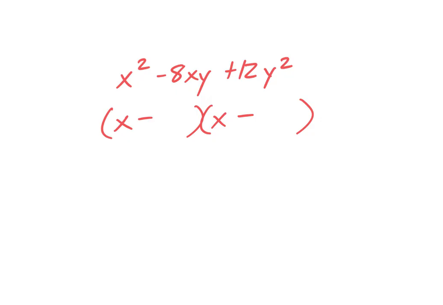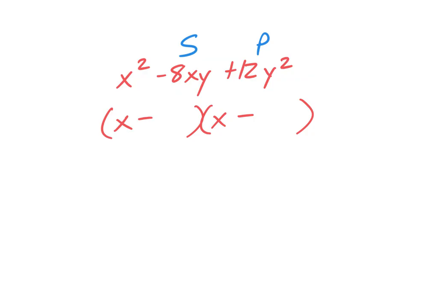Okay, and we're still doing product and sum. The difference here is that we have an x and a y. And so that's a little bit different. But we're going to say what multiplies to get 12, bless you, and adds to get negative 8.